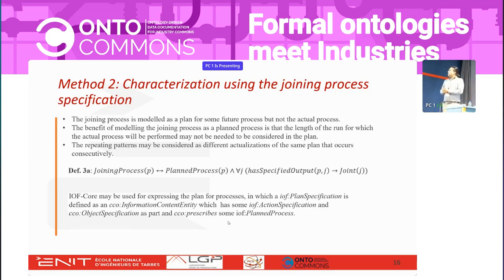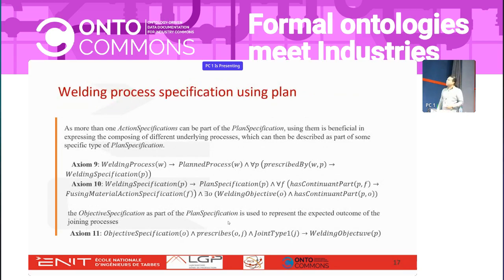And then this is very helpful in a sense, like the Industrial Ontology Foundry gave an initial model which we can use to define this kind of process specification, and they call it plan specification actually. So how it happens is that we say that a welding process is a planned process. It is not the actual process. It's a planned process which is specified or prescribed by a welding specification.